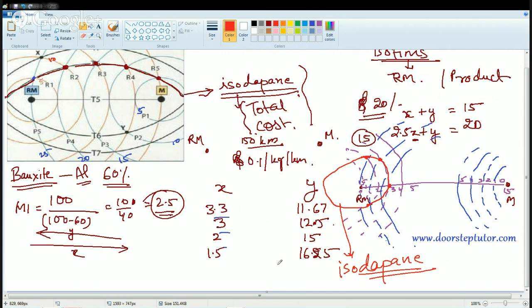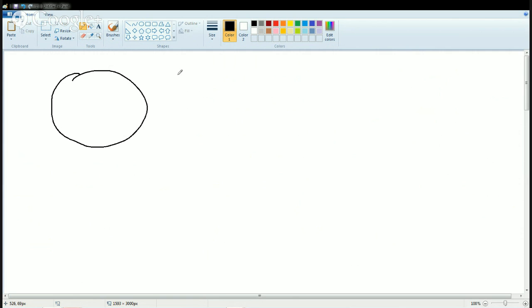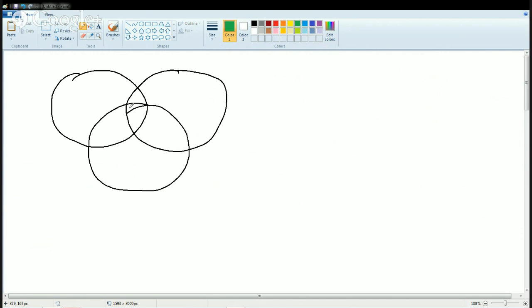Now what is the critical isodapane? Here T6 is the first isodapane, T7 is the second isodapane. I'll keep on drawing the isodapanes till I reach a critical point beyond which I won't have any labor advantage. That is what is the critical isodapane. In the same graph, these are the 3 critical isodapanes. The region which is intersecting for these 3 critical isodapanes would be the region of agglomeration.